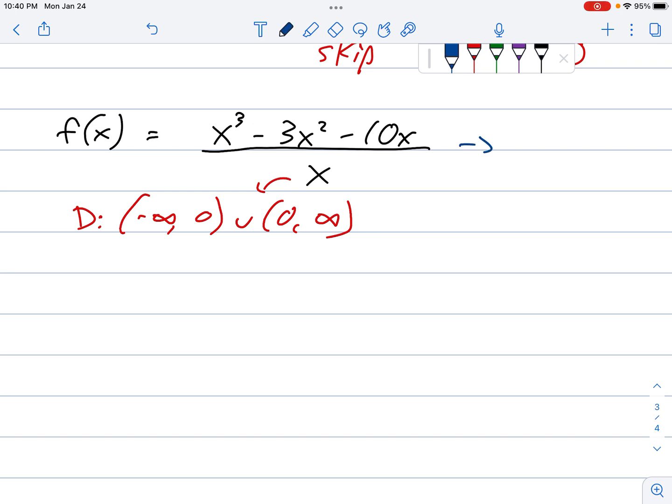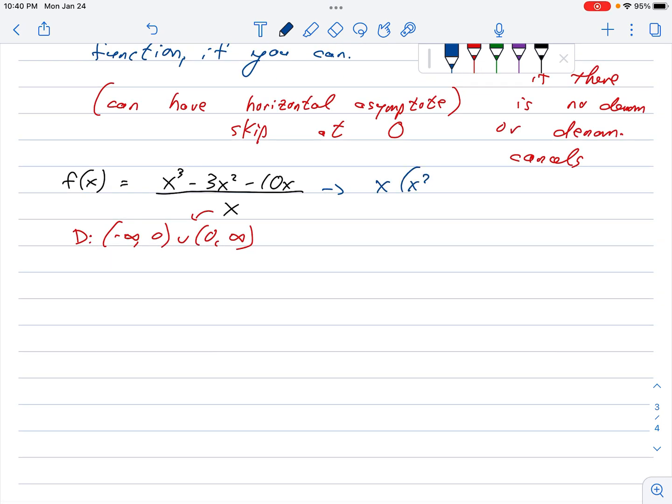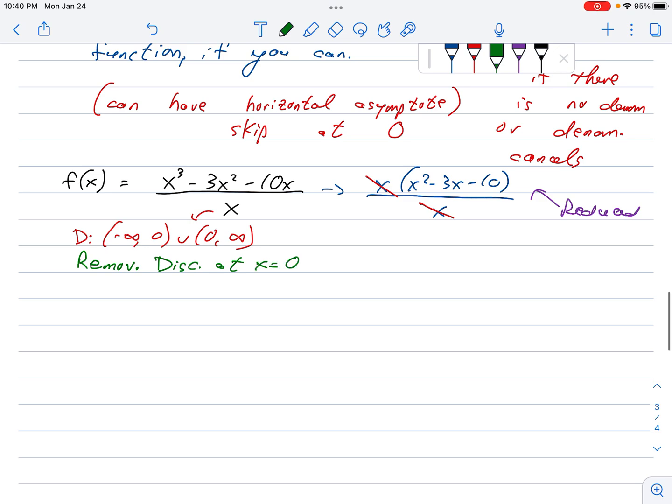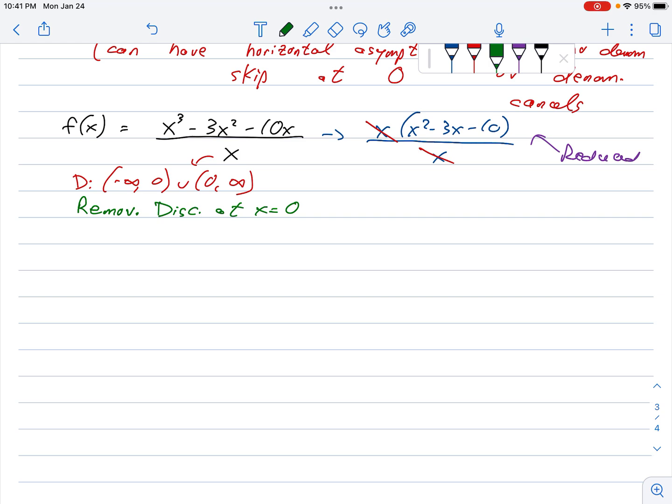Plugging in 0 gets me 0. Now I see, can I reduce? I use this to find out if I can factor, what my intercepts are going to be. I'm canceling out that x equals 0. 0 can't be used. So I'm left with x squared minus 3x minus 10. That's my reduced function. Since I'm able to cancel out my x, I have a removable discontinuity at x equals 0. I'm skipping the number 0.